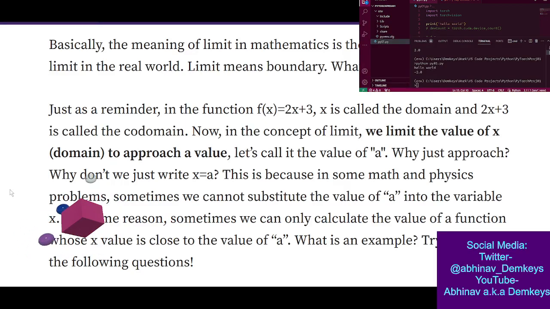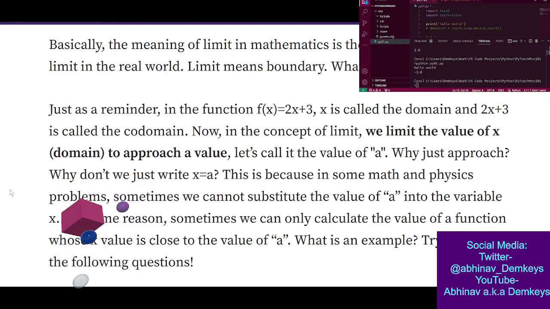Oh, the x that's being passed into f is the codomain. Okay, no, it is the domain. And then the other part is the codomain. Now, in the concept of limit, we limit the value of x, which is the domain, to approach a value. Let's call it the value of a. Why just approach? Why don't we just write x equals a?